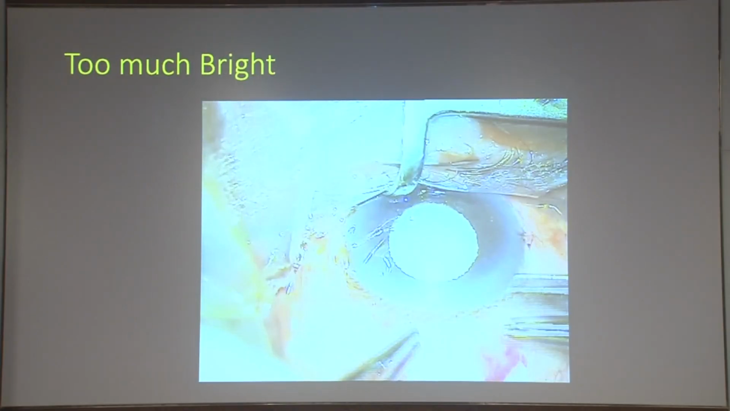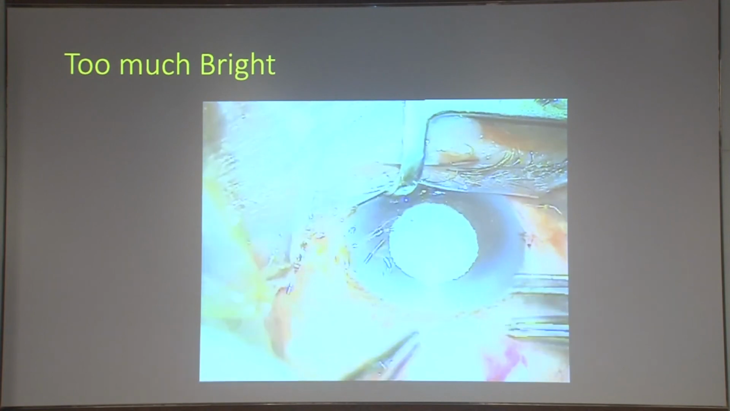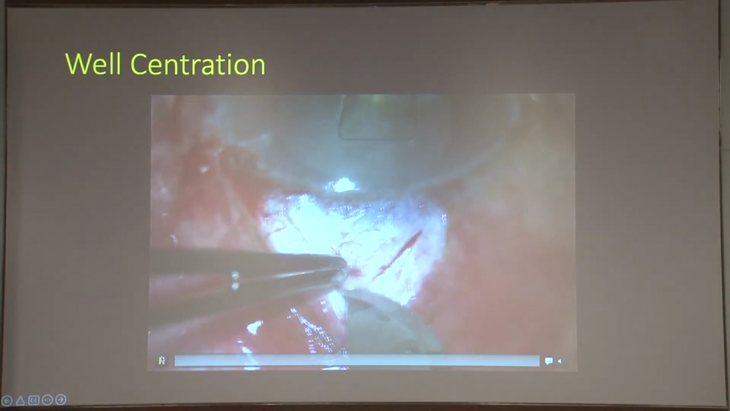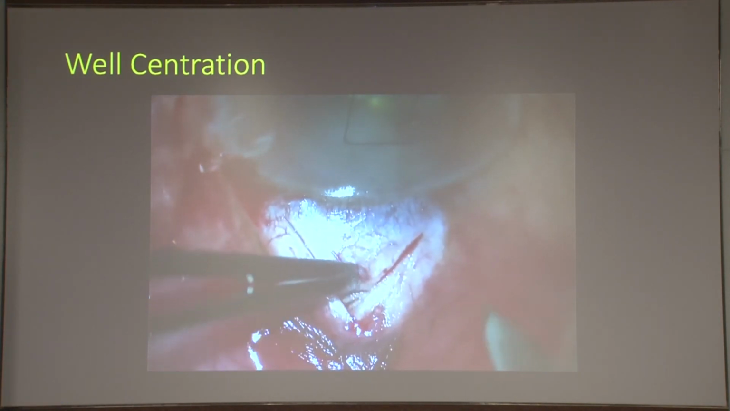And we should adjust the brightness. It should not be too bright, so that the audience doesn't fail to appreciate what we want to tell. It should be well centered, like it is shown in this picture, and it should be clear, and it should convey what we want to tell to the audience or the judges.